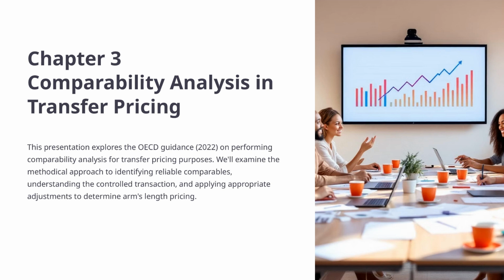Let's begin. Comparability analysis in transfer pricing involves a systematic approach to identify reliable comparables. It requires understanding the controlled transaction through functional analysis and selecting the appropriate transfer pricing method. Adjustments are made to ensure the arm's length pricing is accurate, following Organization for Economic Cooperation and Development guidelines. This process is iterative, often revisiting steps for thoroughness.